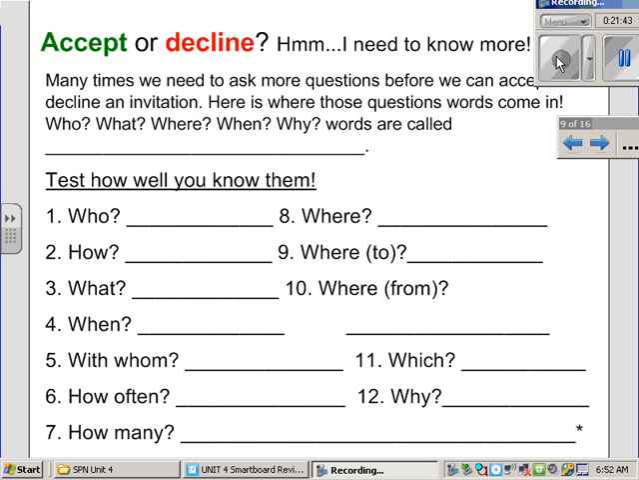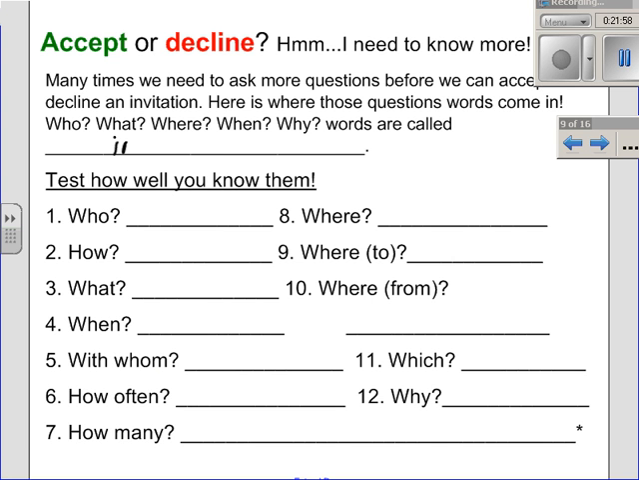Now, something that was big, we needed to find out more information. Can I accept your invitation? Do I have to decline your invitation? I don't know because I had to ask you more questions oftentimes. And so we used our who, what, when, where, why, and those are called interrogatives, interrogativos.